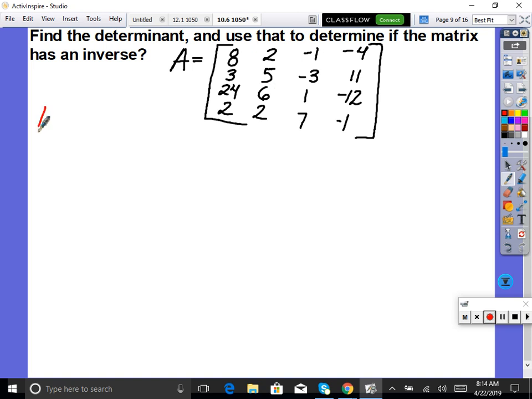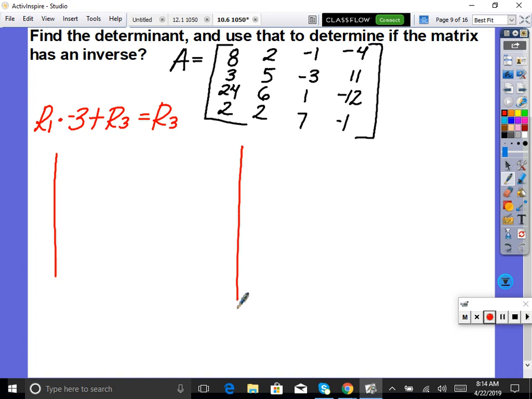So I'm going to say, take row 1, times it by negative 3, add it to row 3, equaling new row 3. So let's do that. After that, I'm going to find the determinant, just because that will create some zeros here. Otherwise, this will take a long time. The only thing that's changing is row 3. So I'll rewrite it: 8, 2, negative 1, negative 4. 3, 5, negative 3, 11. 2, 2, 7, negative 1.